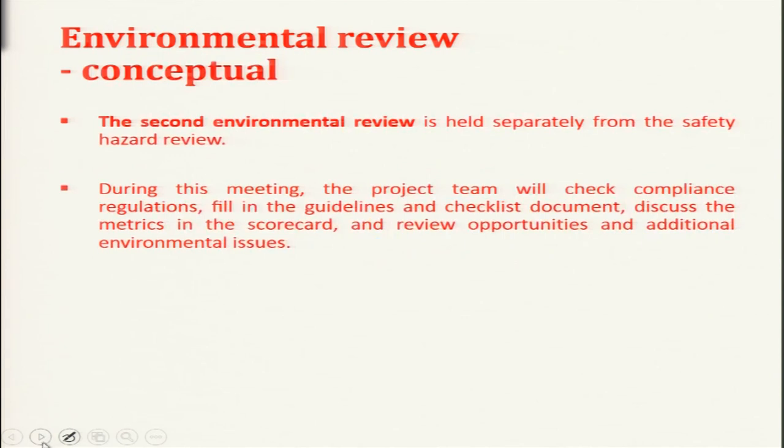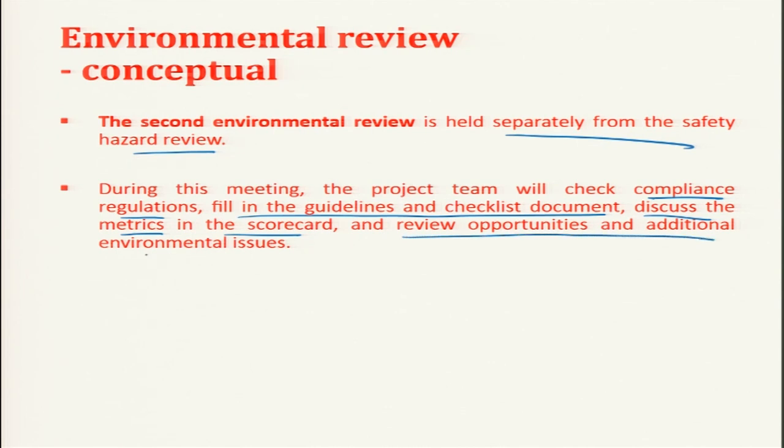Next is the second environmental review, held separately from the safety hazard review. Now, safety is inculcated here in the initial document, but the second environmental review is taken separately. So, during this meeting the project team will check compliance with regulations, fill in the guidelines and checklist document, discuss the metrics in the scorecard, and review opportunities and additional environmental issues.